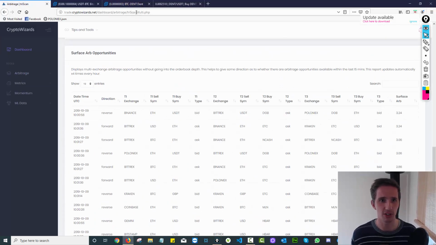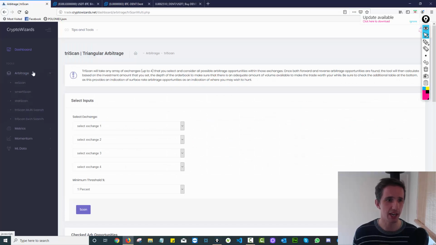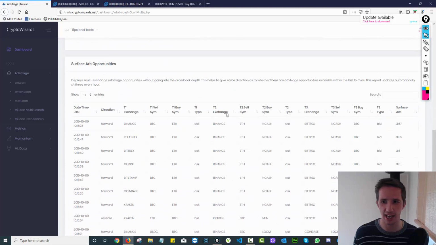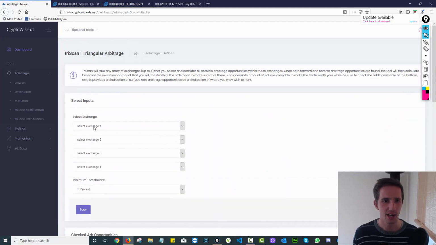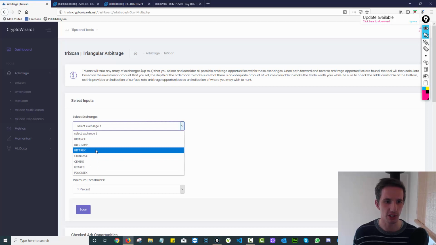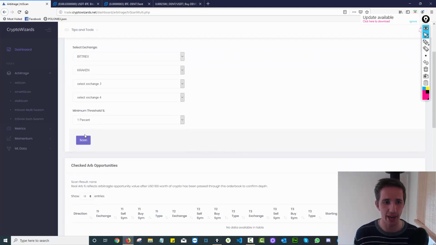So the way you can do this, for example, is let's just refresh this from scratch. I'm just going to refresh this page. So if you are using the Crypto Wizards tool, go down to the multi-search tri-scan. It has some high-level searches for you already between exchanges. This will give you an idea of where and what opportunities are showing here. Then just select those exchanges. So for example, Bittrex and Kraken. Or you could just select one exchange. You could select up to four. It doesn't really matter. And then you hit scan.